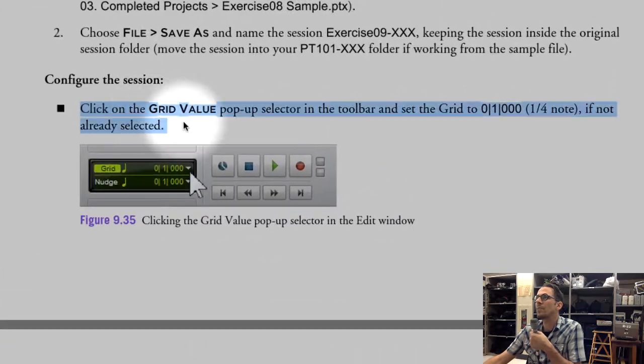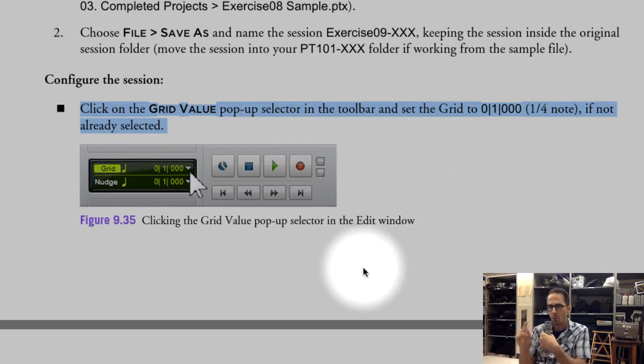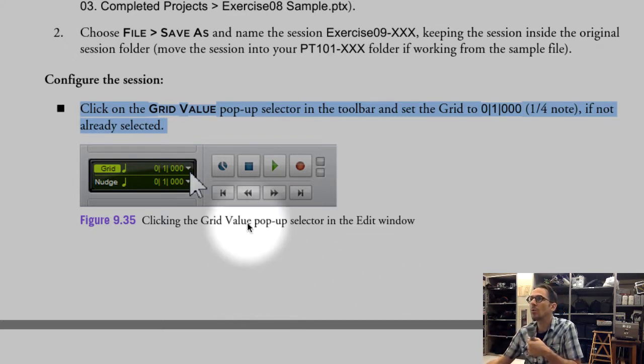Okay. First thing we got to do, configure the session. Click on the grid value pop-up selector and set the grid to 0|1|000. So that's bars and beats. So 0 bars, 1 beat. So that is a quarter note. This is what we call a 4/4 session. 1, 2, 3, 4, 1, 2, 3, 4, 1, 2, 3, 4. So we are setting the grid to create grid lines every beat or every quarter note. So let's do that.